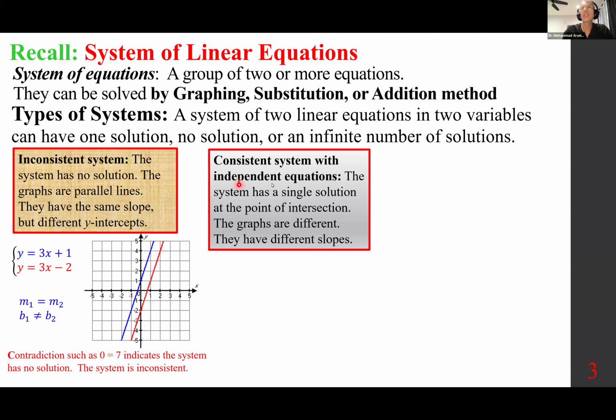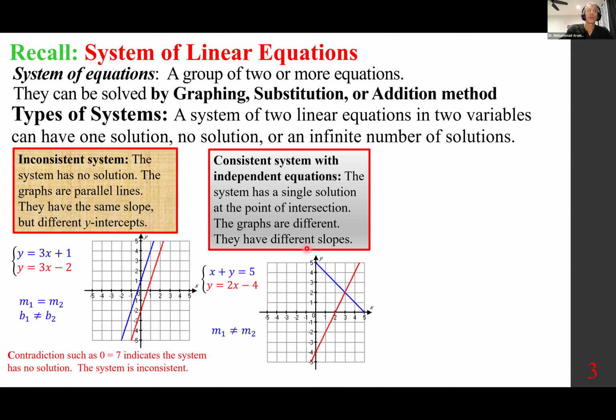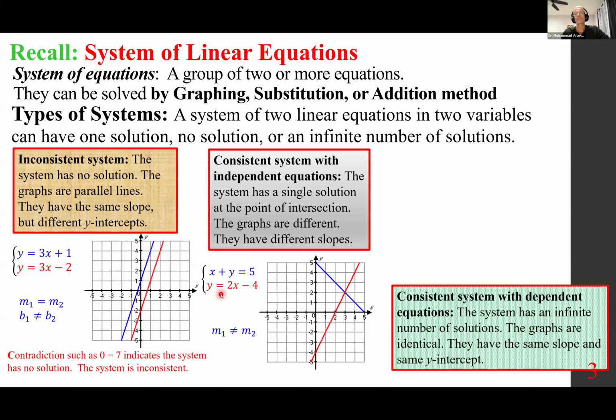Consistent system with independent equations. The system has a single solution at the point of intersection. The graphs are different. They have different slopes. So the bottom line is M1 is not equal to M2. And here's an example of a graph and the 2 equations.